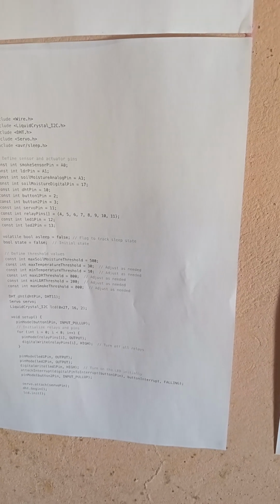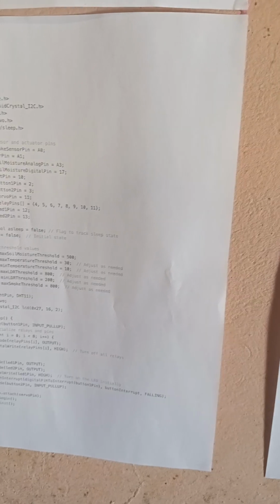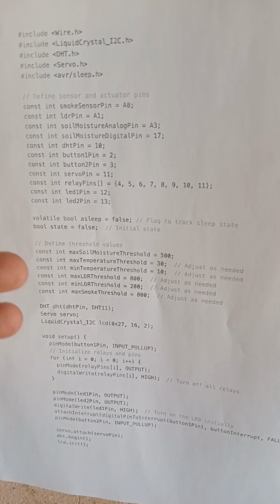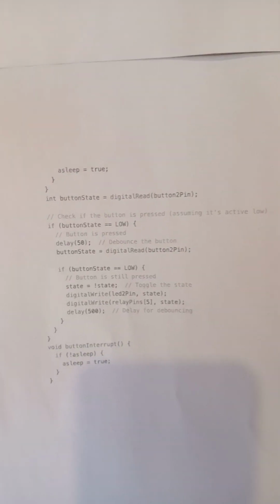Coming to my code. On my code here, I have my 5 libraries. After my 5 libraries, I have my declarations for pins. After the declaration of pins, I have my thresholds for sensors. After my thresholds, I have my setup for inputs and outputs. This side, I have my main loop. And then this side, I have my interrupt to wake the Arduino from sleep.